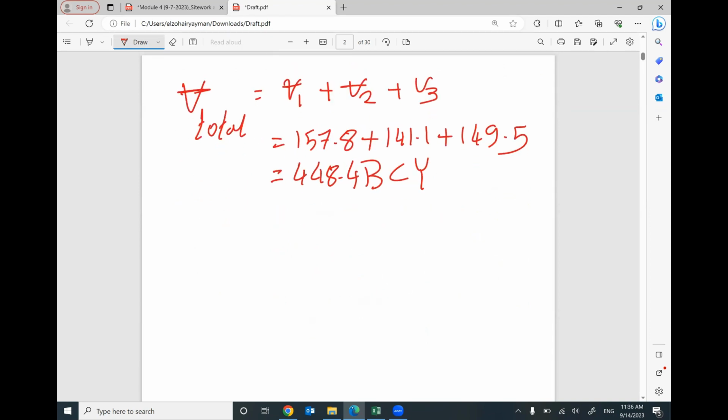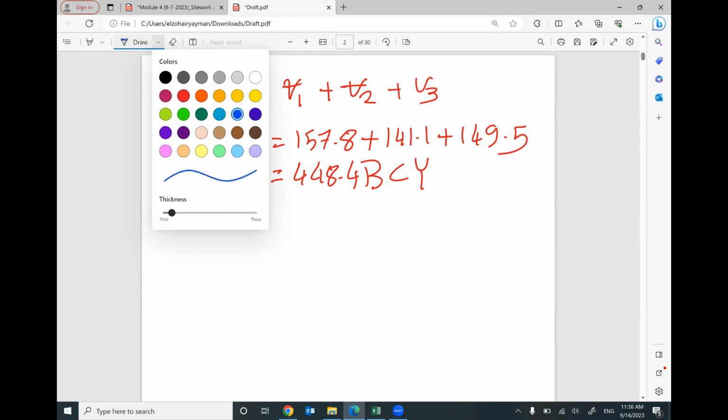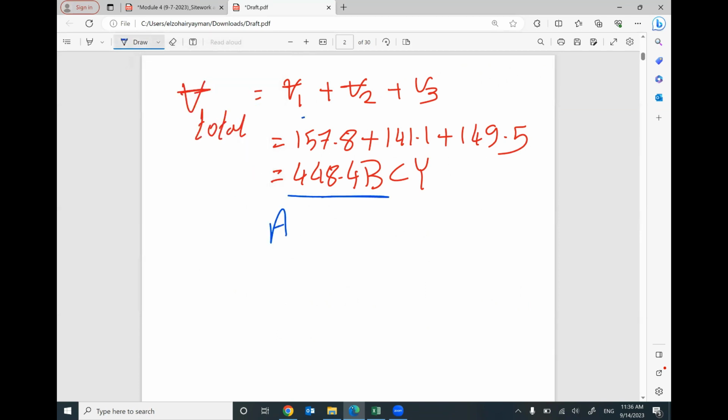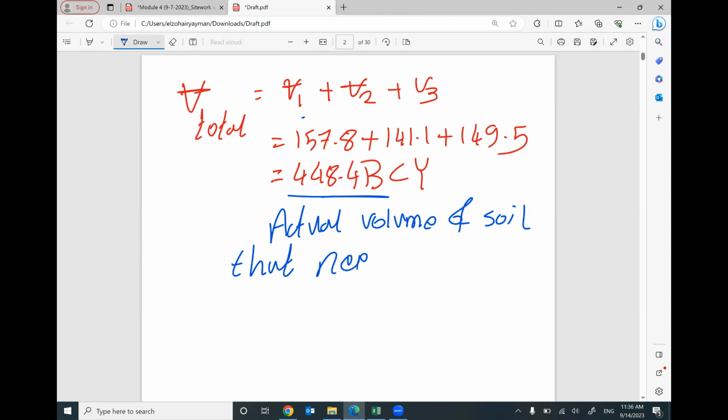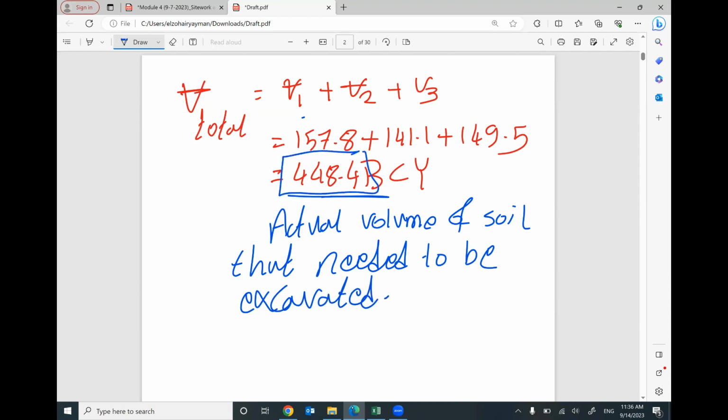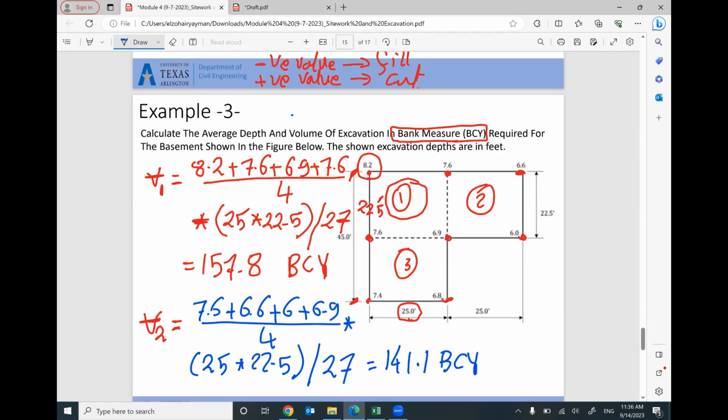This is the actual. This point is very important. Everybody, please pay attention. This is the actual volume of soil that needed to be excavated, because this number is based on calculations on the actual dimensions of your area of land.